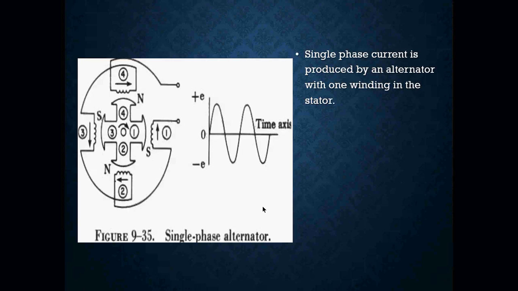So, single-phase current is produced by an alternator with only one winding on the stator. If you look at this diagram here, this is basically a single-phase motor. We have a positive and a negative. Electricity flows through each one of our windings, and as we energize these windings, we generate a magnetic field. That magnetic field will in turn turn the rotor. And when I turn that rotor, I am able to generate a magnetic field and produce electricity.